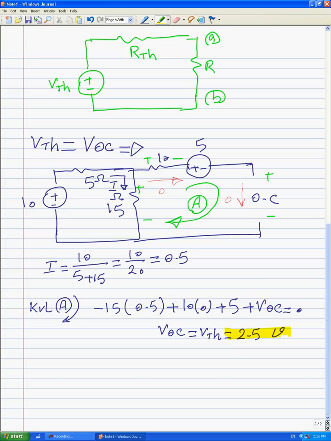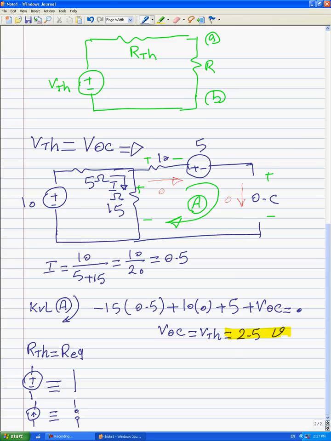Okay, now we want to find out RTH. In order to find out RTH, we should change all of the voltage sources to short circuit and all of the current sources to open circuit.